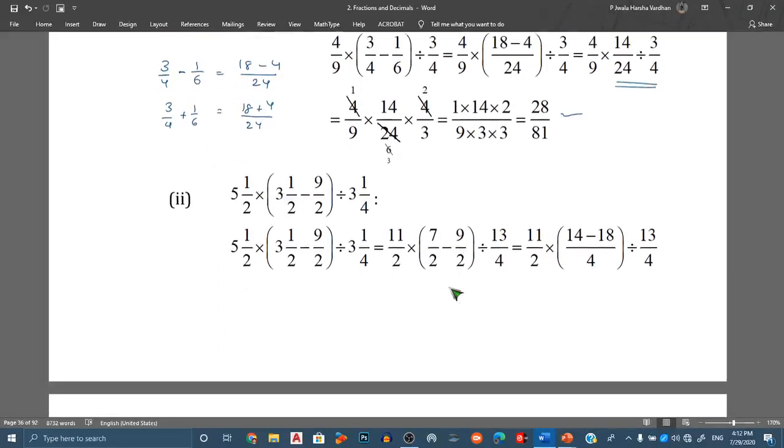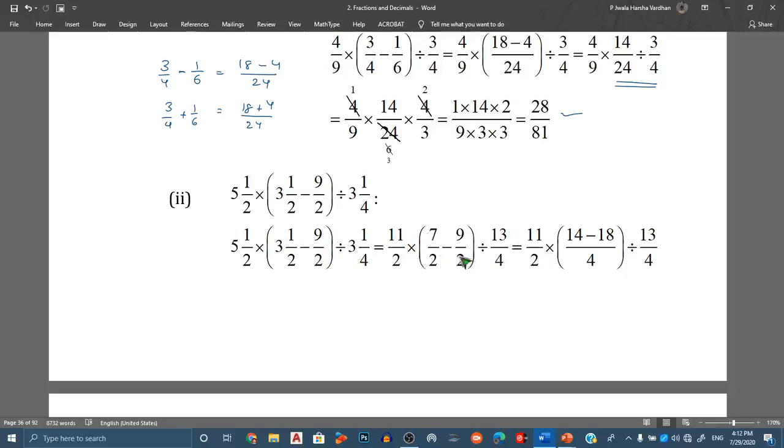Next, 5 1 by 2 into 3 1 by 2 minus 9 by 2 divided by 3 1 by 4. First you have to convert the mixed fractions into improper fractions, as you know. 2 fives are 10 plus 1, 11 by 2, into 2 threes are 6 plus 1, 7 by 2, minus 9 by 2, divided by 4 threes are 12 plus 1, 13 by 4.